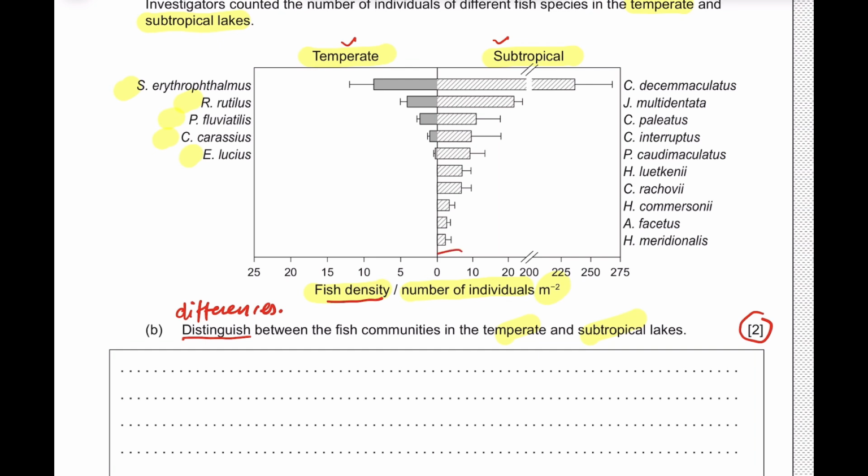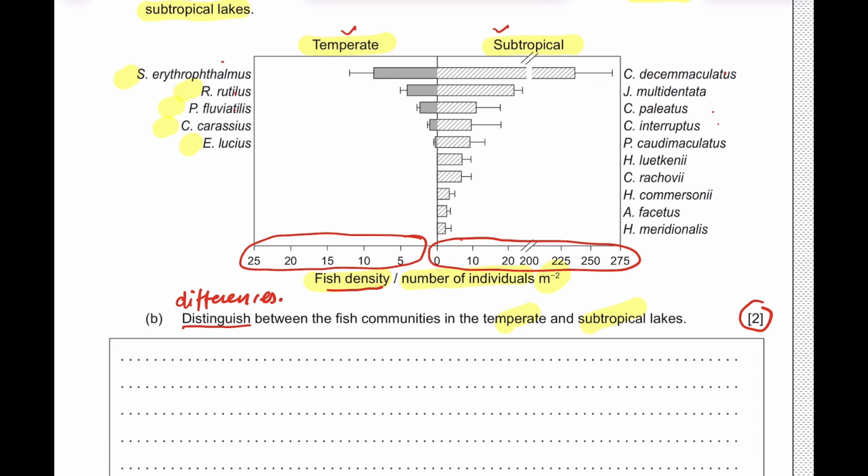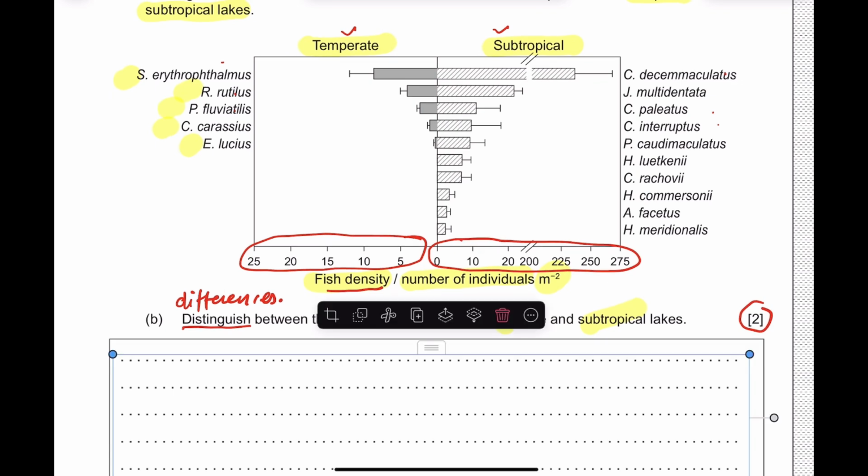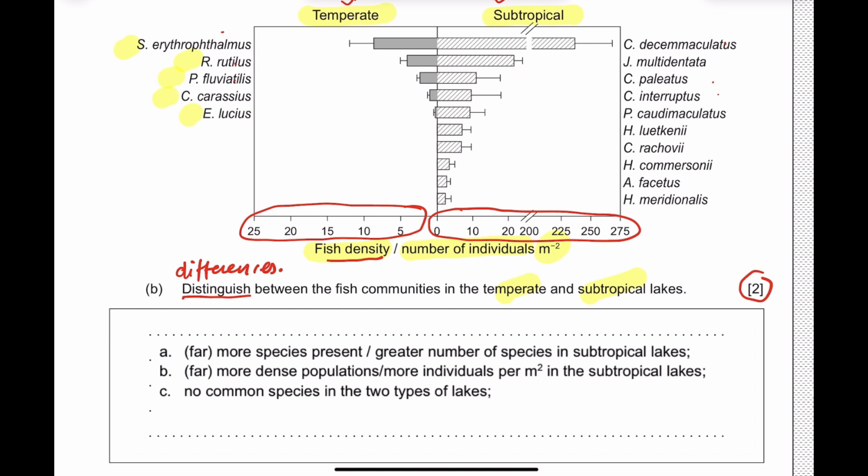You can talk about the range, which can be another point, less fish density. And if you look at all the species here and here, all subtropical species are different and temperate species are different. So I have given you 3 points, but the mark scheme has: no common species, more dense population. You can see it goes up to 250 to 275 per meter square, and greater number of species, more species present. Any of these 3 points you can give. Here you need not give the precise numbers because it's just distinguish, the difference.